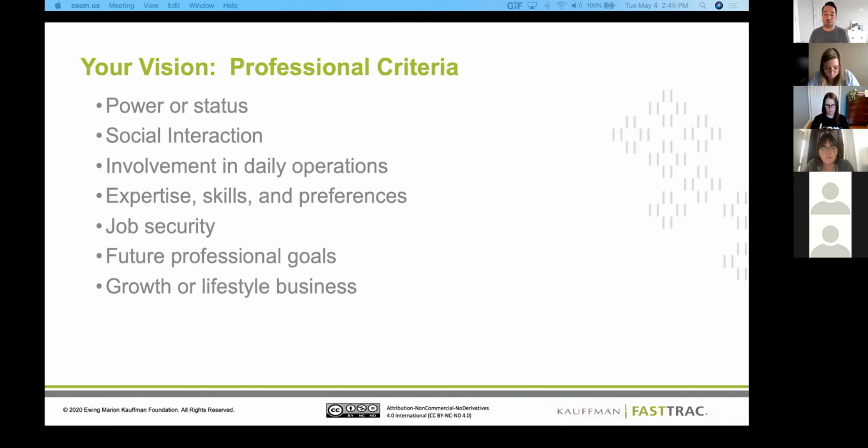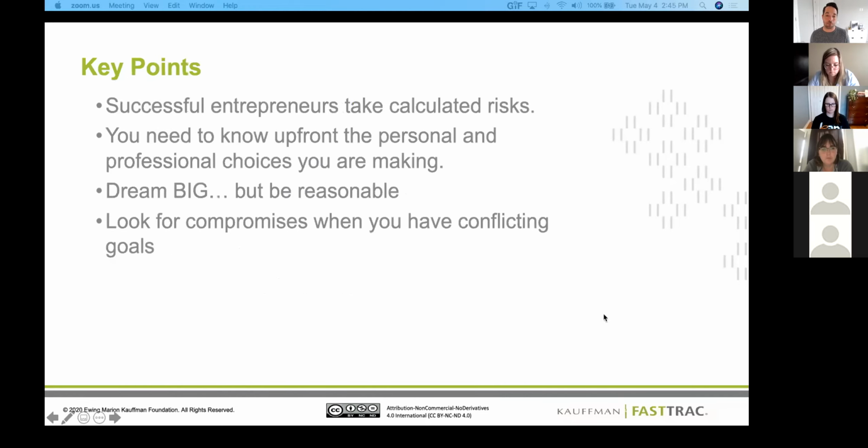And this may limit growth, but that's okay, right? Remember, this is about you and understanding your goals. So you must learn to balance and integrate your personal and professional lives based on your vision for the future of your business. So, key things to think about as you develop your vision.